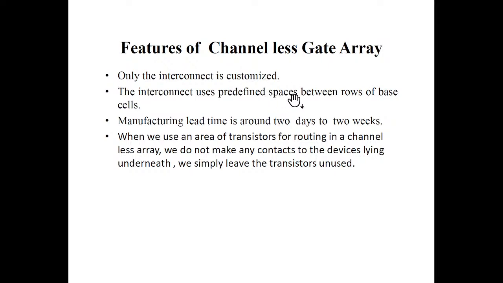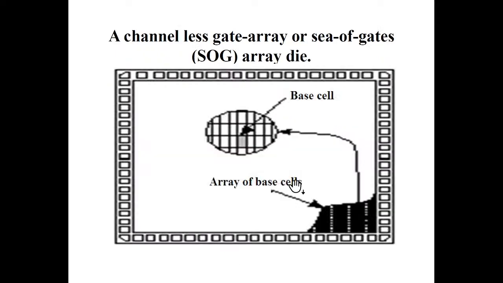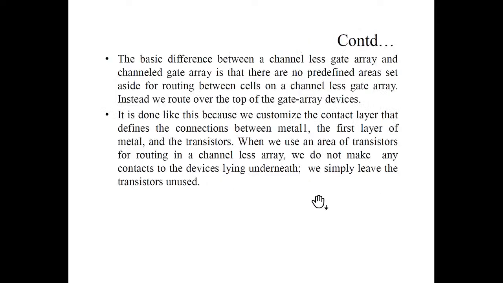The interconnect uses the predefined space between rows of base cells. Manufacturing lead time is around 2 days to 2 weeks. This is the diagram. In the previous diagram you can see that between two arrays some space is remaining, that space is known as a channel, but here no space is provided between two arrays. Here all arrays are combined with each other, so this type of integrated circuit is known as channel-less integrated circuit.